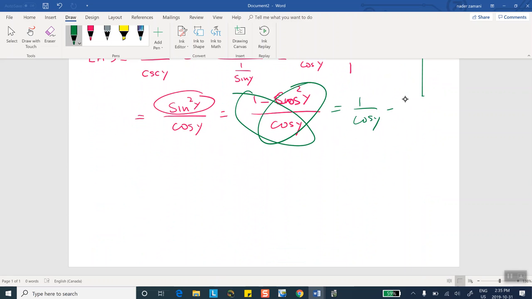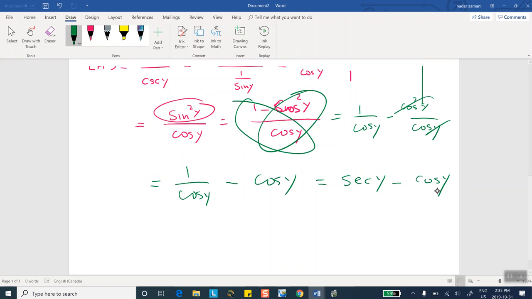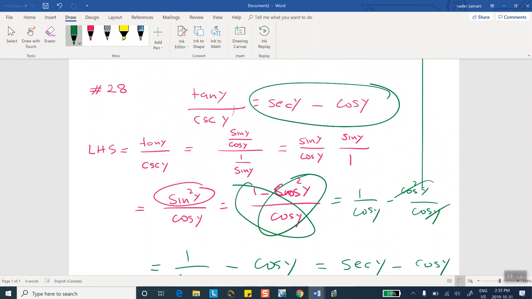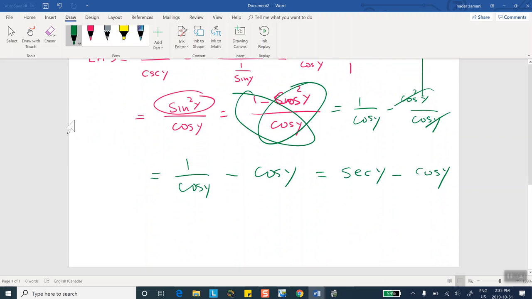What is it? Minus cos squared y over cos y. So this is 1 over cos y minus cos y. Cos squared over cos is cos y. And this is secant of y minus cosine of y. And I hope this is my right-hand side. Yeah, see this? Right there. This is your right-hand side. If you had started from your right-hand side and you wanted to make your way back to the left-hand side, you would have to backtrack all of these steps, and eventually you end up where you started.